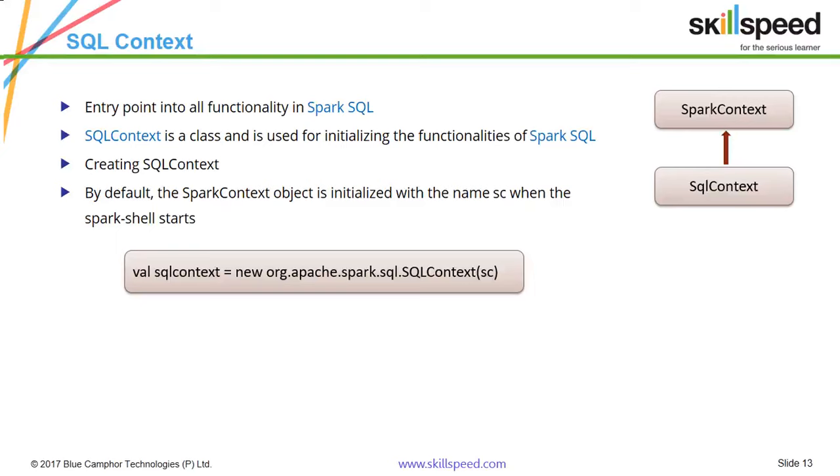An interesting point here is that the SQL context object in turn refers to the Spark context object for accessing the functionality. So you have two layers here. The top layer is the SQL context object, which in turn connects to your Spark context object, and then you access the core Spark functionality.